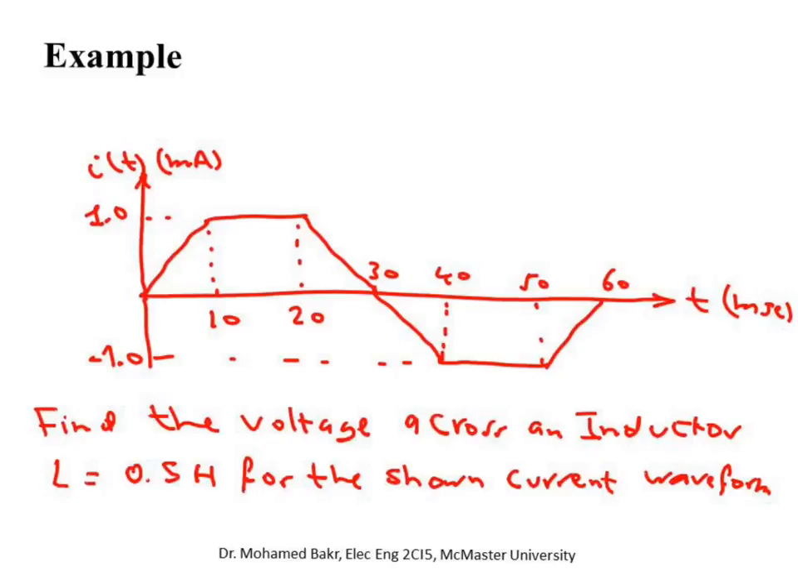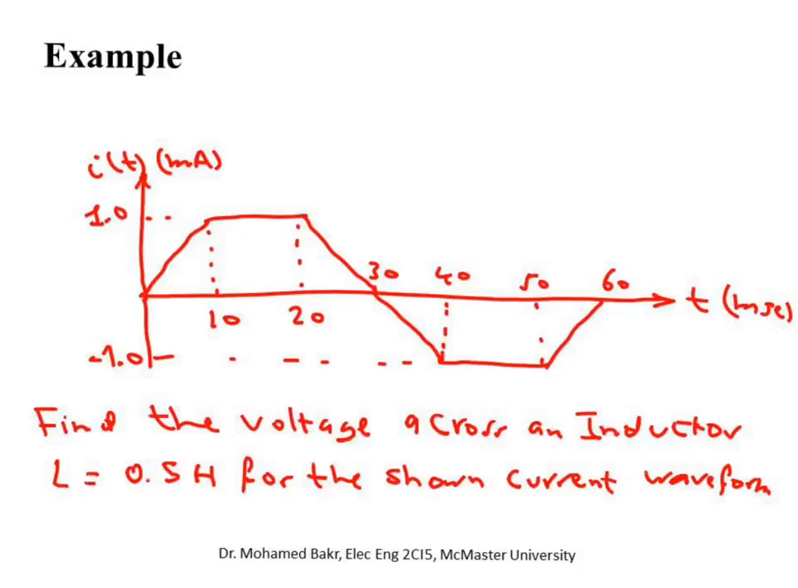We're given here some current waveform. This is in milliseconds. Everything is in milliseconds, and the current is in milliamperes. So the current goes from 0 up to 1 milliampere, stays at 1 milliampere, and then it goes down from 1 milliampere to minus 1 milliampere. Stays constant, then goes up to 0 again. And this happens at 10 milliseconds, 20 milliseconds, 30 milliseconds, and so on. We would like to find the voltage across the inductor, and the inductor value is equal to 0.5 Henry. Okay, so L is given for us.